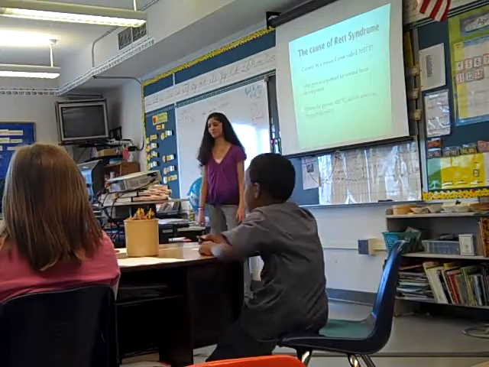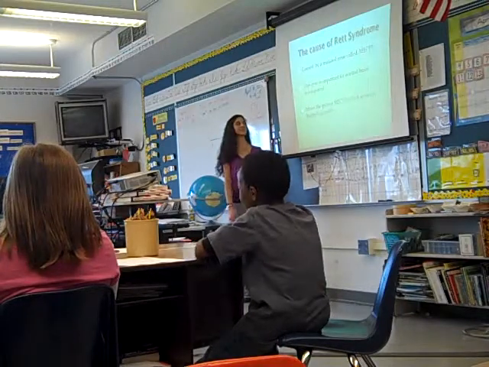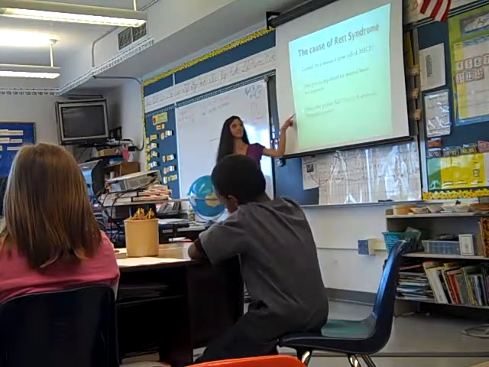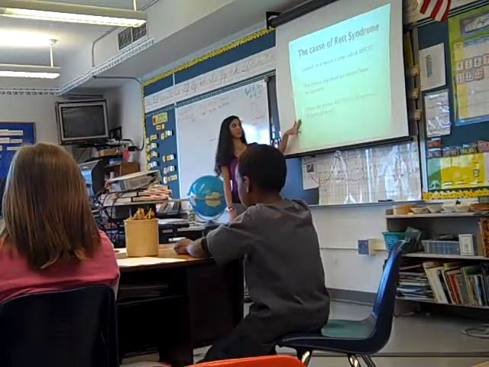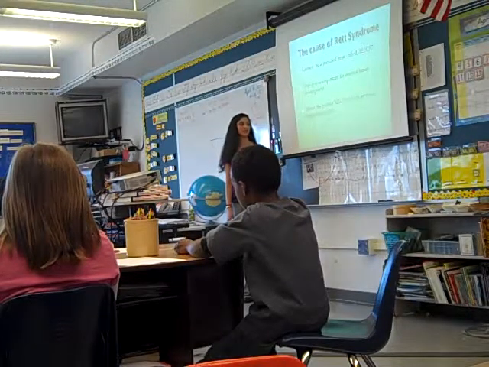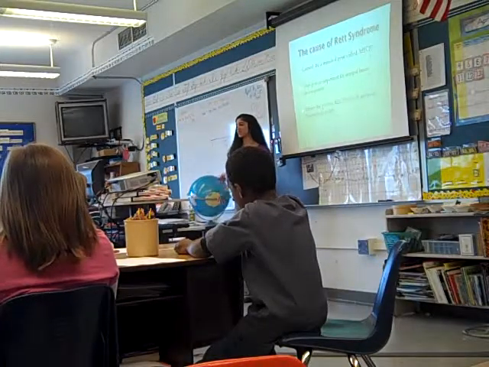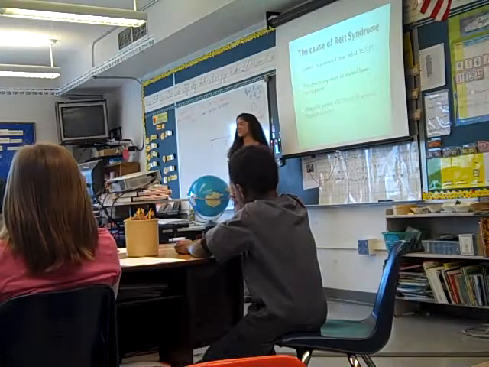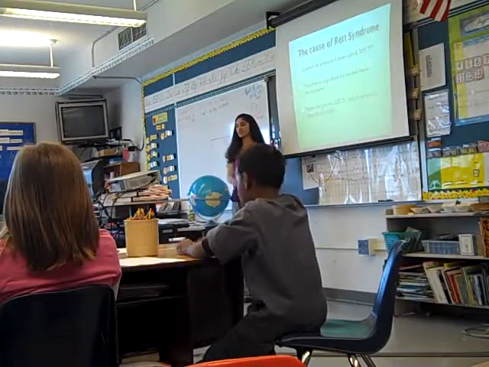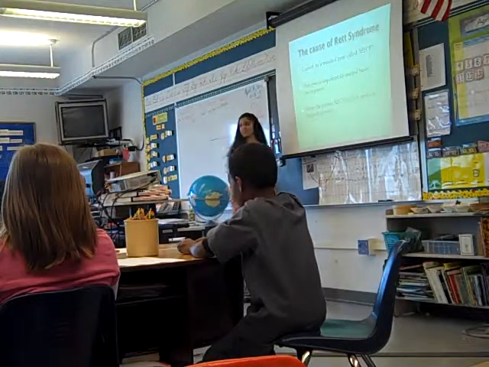So the causes of Rett syndrome. It's caused by the mutated gene called MECP2 that I talked about earlier. This gene is important for normal brain development, and it makes the protein MECP2, which serves as a biomedical switch. That pretty much means it controls other genes to stop making their proteins. Because if you don't tell those genes to stop making proteins, they'll continuously make proteins, and that's not good for our body.